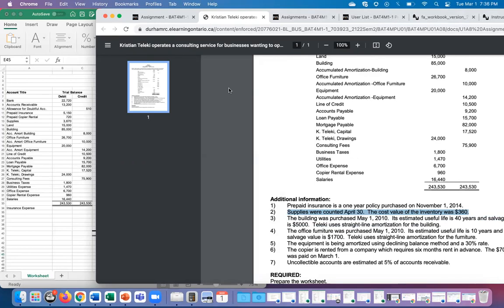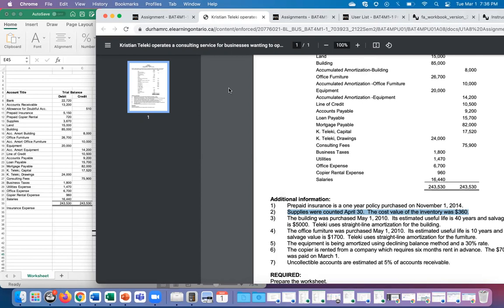So transaction number 2. This one has to do with supplies. Supplies were counted April 30th. The cost value of the inventory was $360. Okay, so this hopefully is a familiar style of adjustment to you by now.